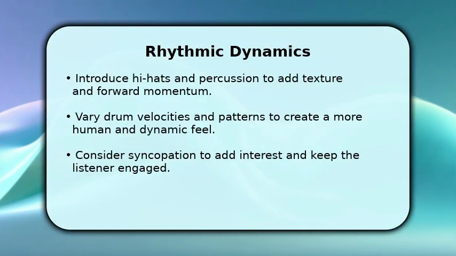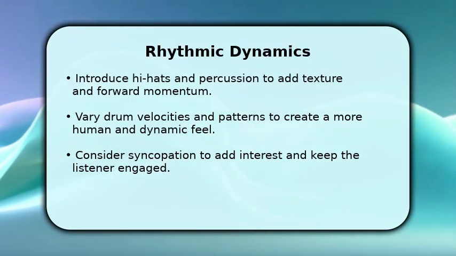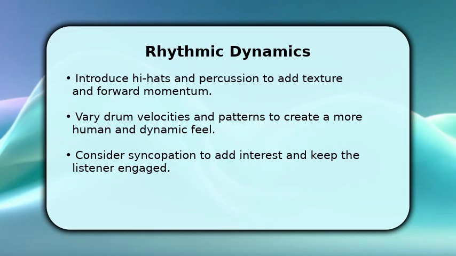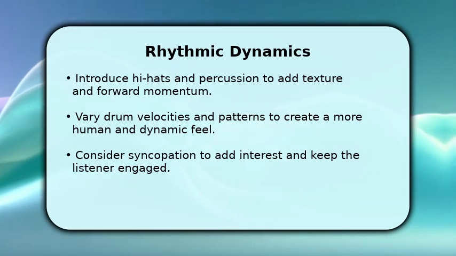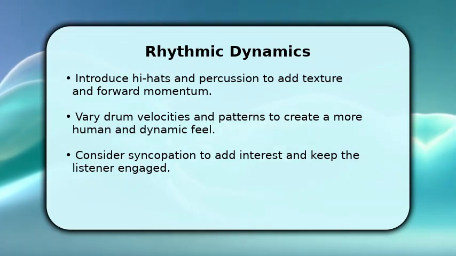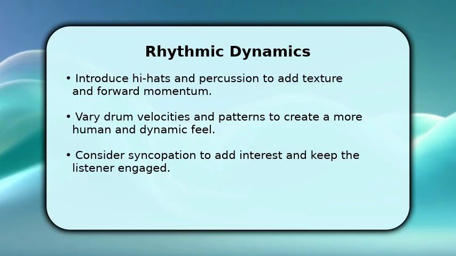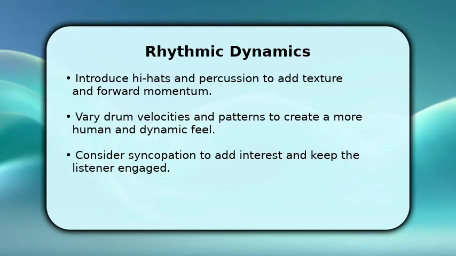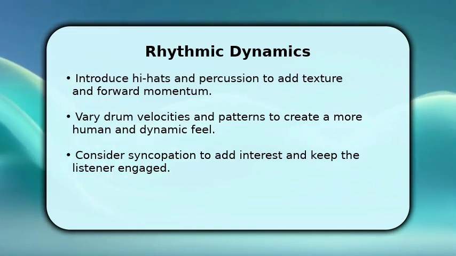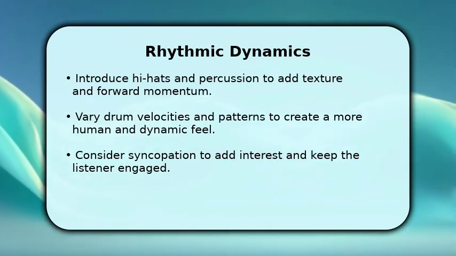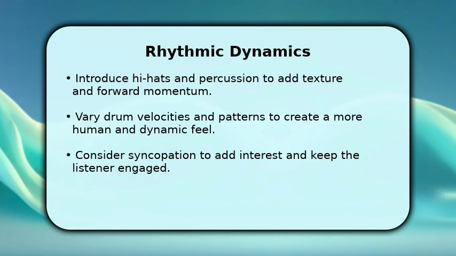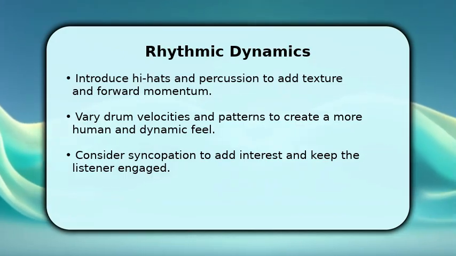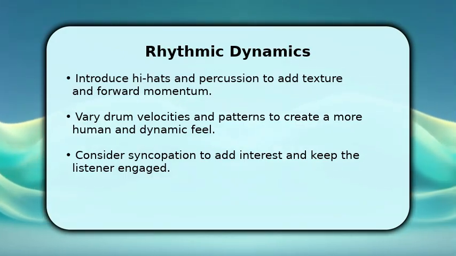Once your core tempo is set, it's time to build out the rhythmic dynamics. Introduce hi-hats, shakers, or other percussion elements to add texture and drive. Think about varying the velocity of your drum hits. This makes the rhythm feel more natural and less robotic. Experiment with syncopated patterns, where accents fall off the main beat to create a compelling and engaging groove. A well-developed rhythm section is the backbone of any great mid-tempo track.